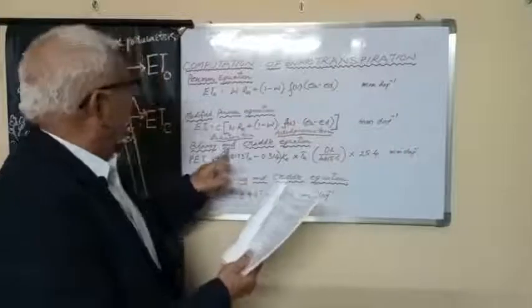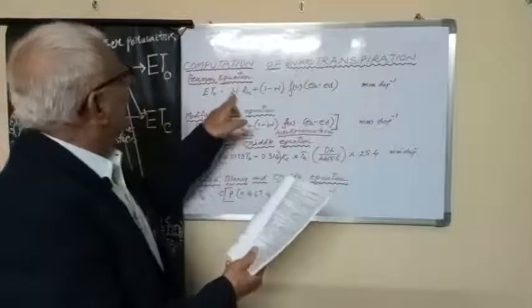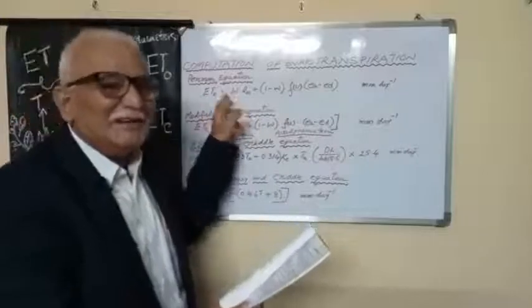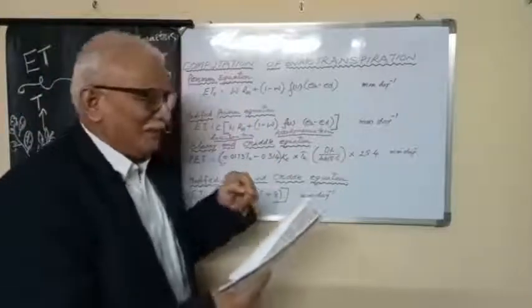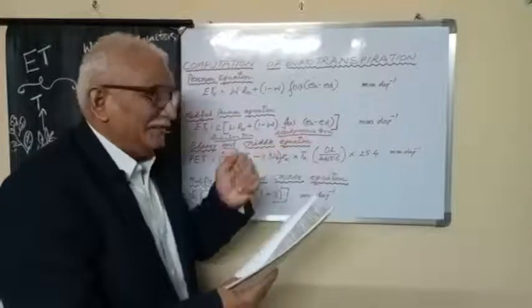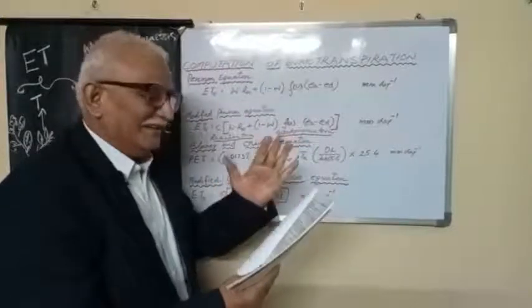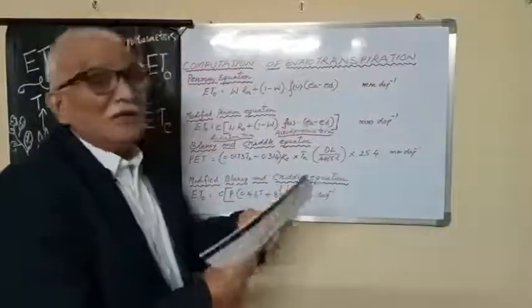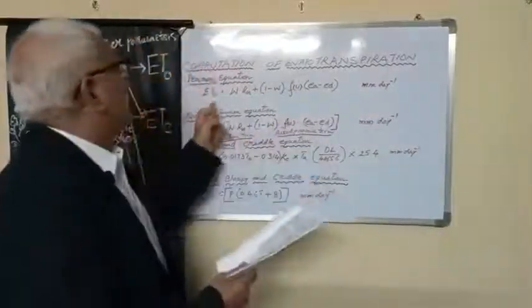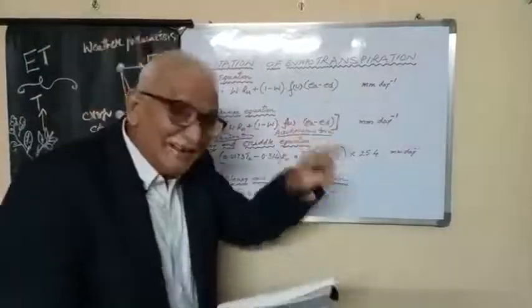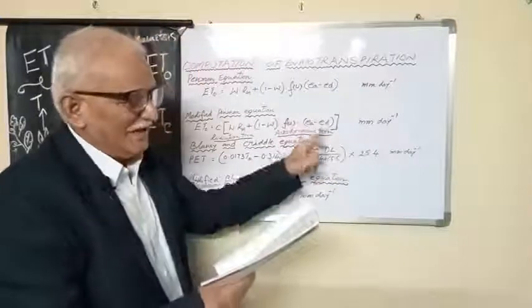A temperature and elevation related radiation factor. 1 minus W, from 1 we deduct it, is a temperature and elevation related factor for the effect of wind and humidity on ETo. Here only the radiation and temperature are considered. Here wind and humidity we take in the aerodynamic term.